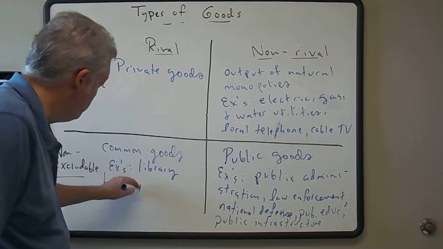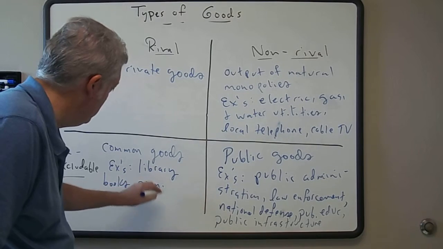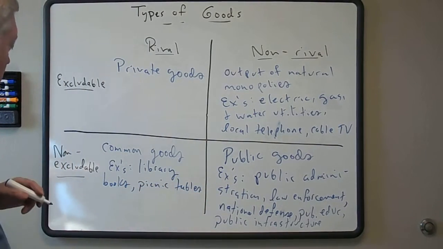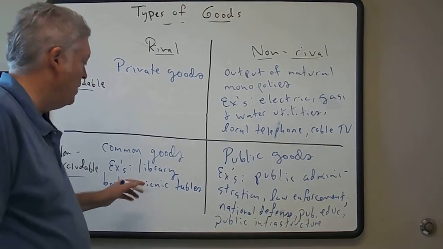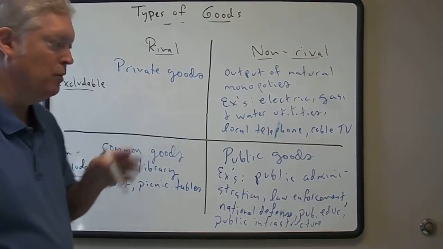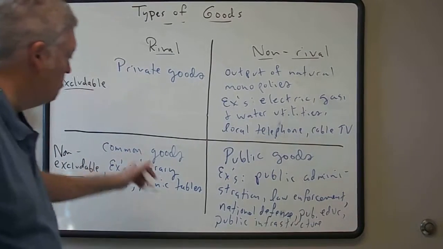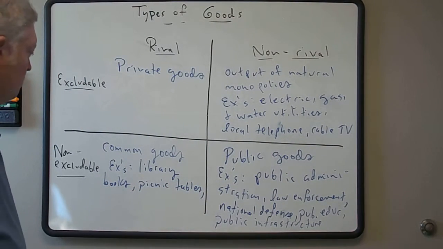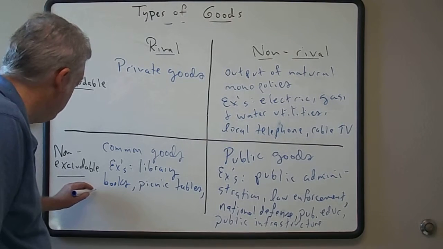Also things like picnic tables or campsites at public parks. You don't have to pay anything for the use of them, but if one family has a picnic table, it's rival in the sense that they prevented others from using it, so it becomes rival in nature. Also things like fish and game.